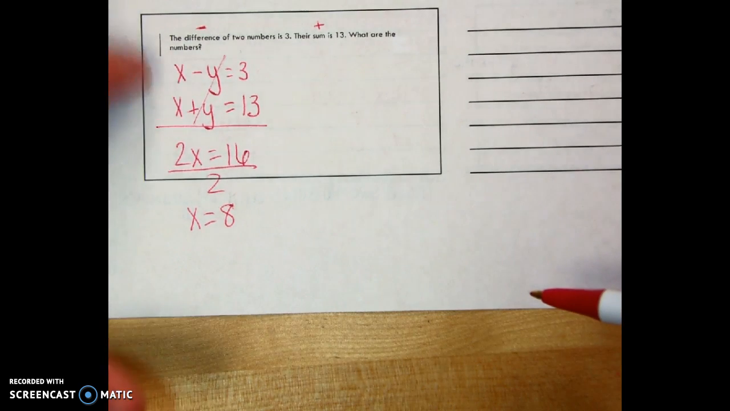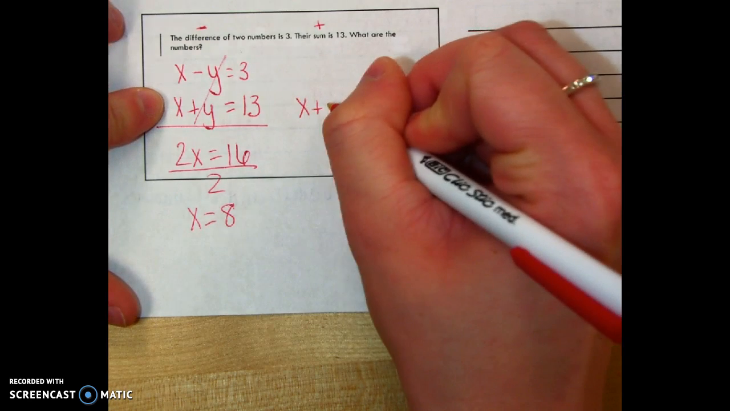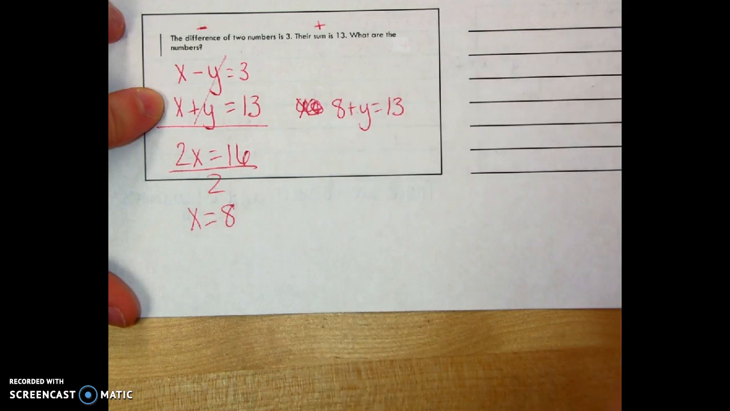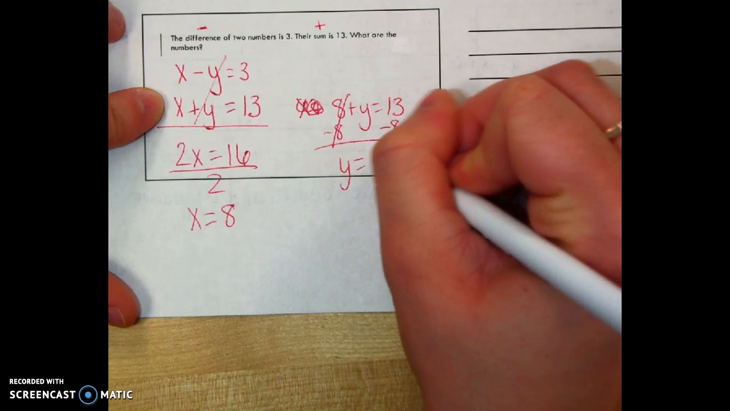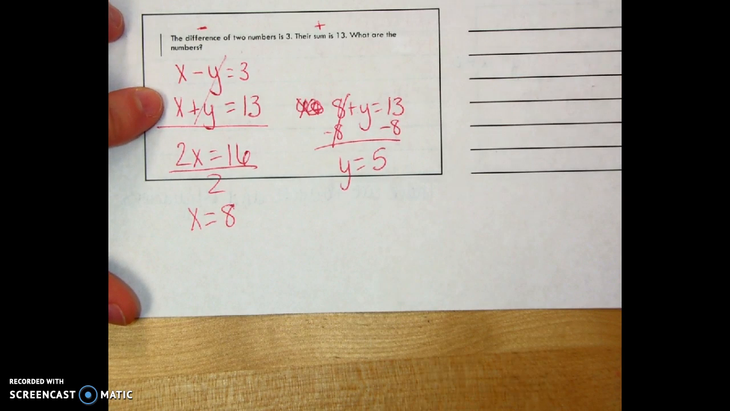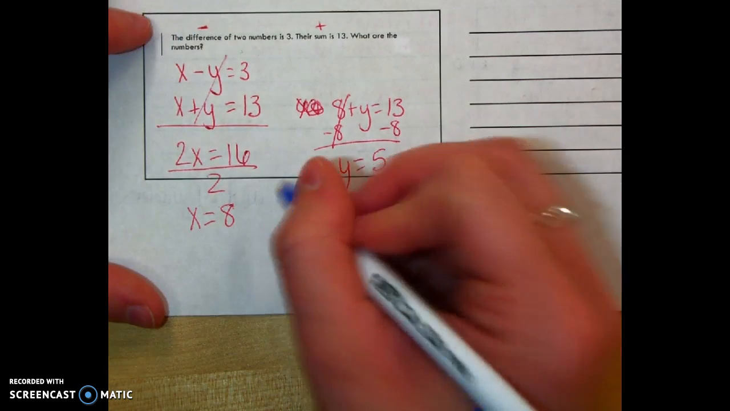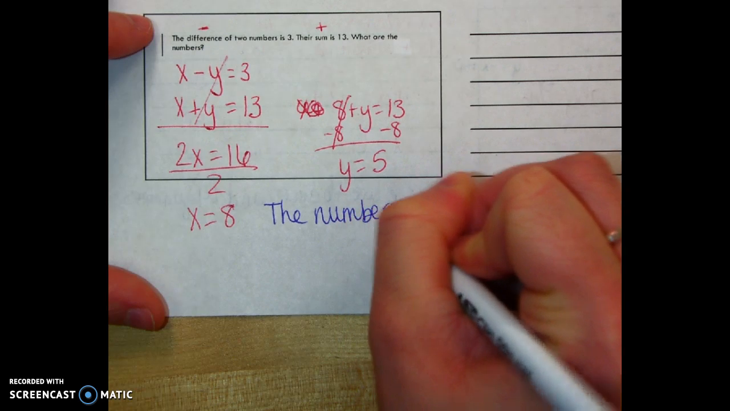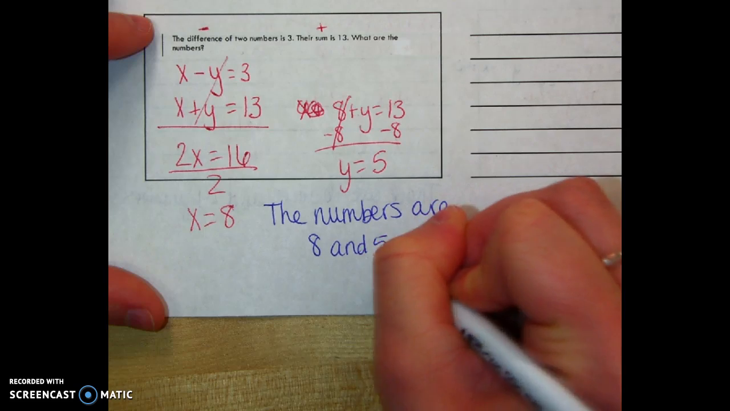I can go ahead and substitute that into either of these equations. I'll do the second one. 8 plus y equals 13. Subtract 8. y equals 5. So the sentence would be, what are the numbers? The numbers are 8 and 5. Something like that.